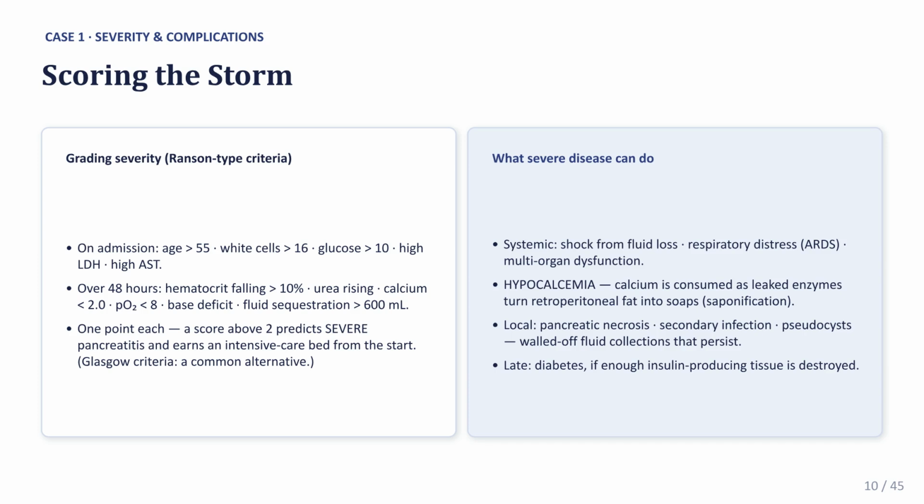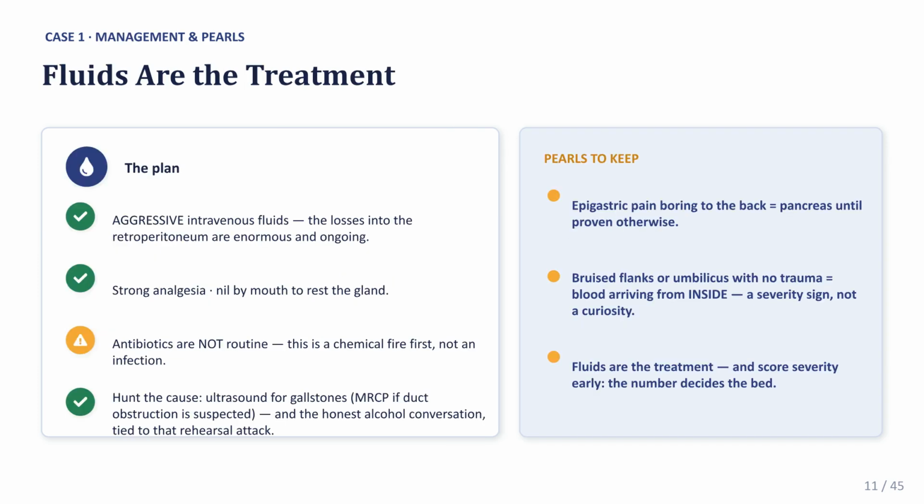Severe disease can lead to systemic complications like shock, organ failure, and metabolic issues like hypocalcemia, as the leaked enzymes interact with surrounding fat. Management relies heavily on aggressive fluid resuscitation. Antibiotics aren't routine, because this is primarily a chemical process, not an infectious one. Always keep these pearls in mind. Back boring, epigastric pain, and internal bruising are critical signs. Now let's move to Case 2.